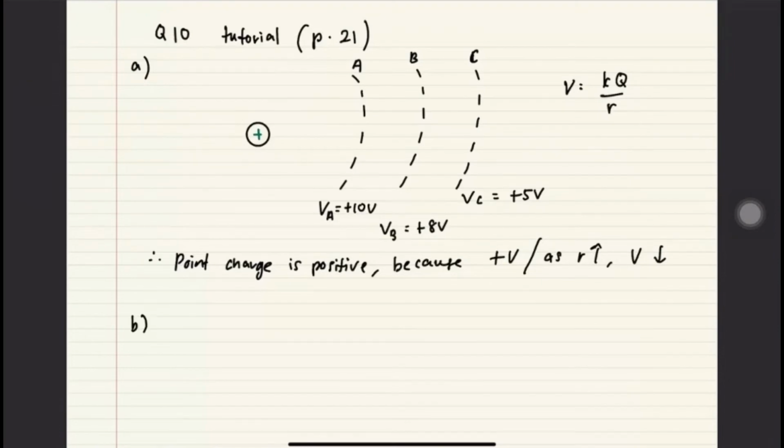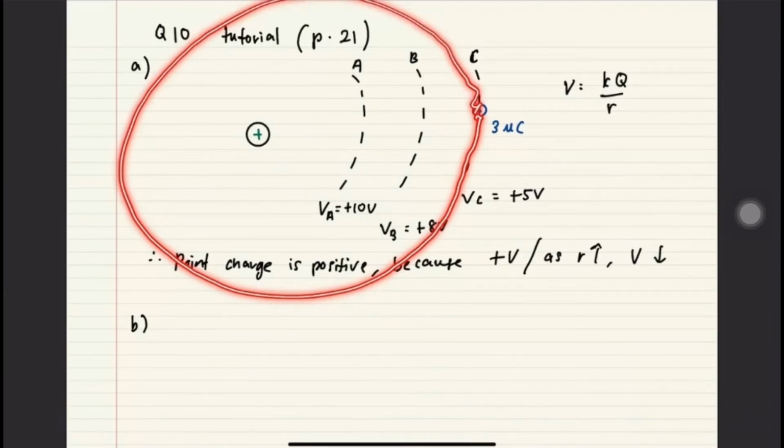A charge of 3 microcoulomb is placed on line C. Is this charge positive or negative? I'm asking you. Positive, because it doesn't say it is negative. If it were negative, it would say negative 3 microcoulomb. So this one is positive. Calculate the work required to move the charge along line C for one circumference and returning it to the starting point. So it goes from here, around, and back there.